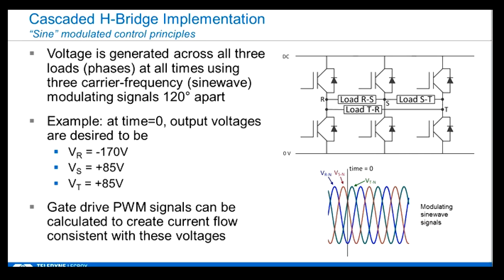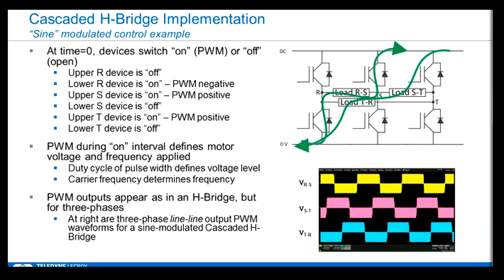And if I was to try to envision what my output is desired to be, I would see something that would look like this. At time equals zero, my line-to-neutral voltages, which I now call R, S, and T, to N, to neutral, at that point I'd have some positive voltage on S, and some positive voltage on T, and a negative voltage on R, as I described right here. From that information, at any given time point, we can calculate in a control system the PWM signals that we need to supply to these different gate drives to create the current flows consistent with the operation we wanted. And so, for instance, at the point I just described, it would look like this.